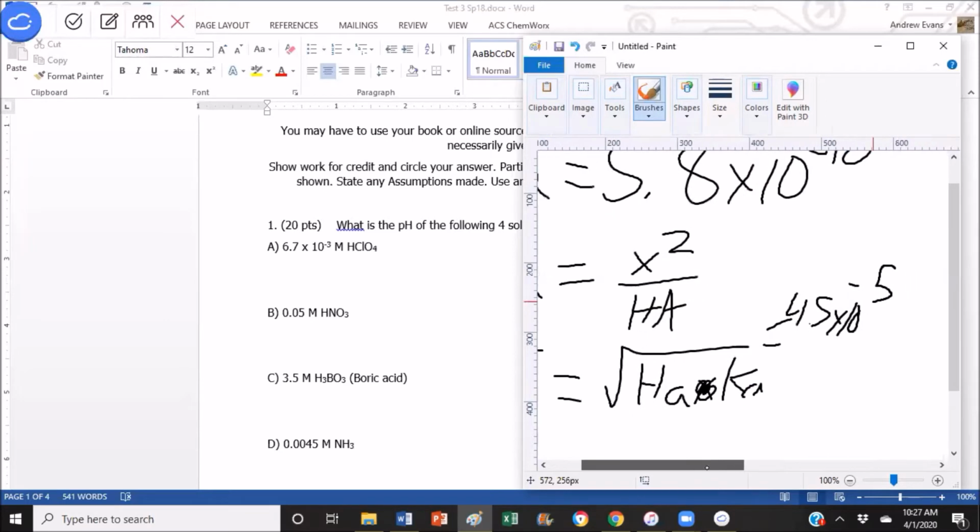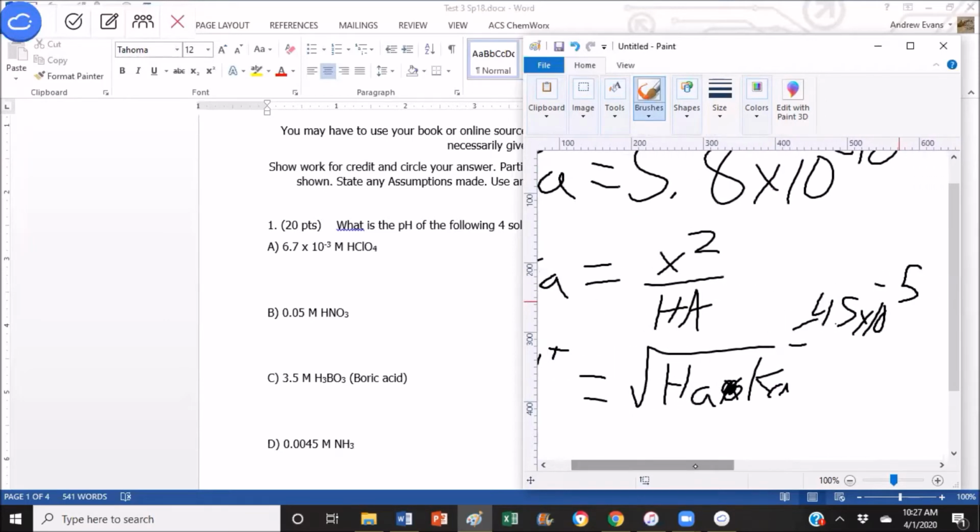So that is our H plus. The negative log of that will give us our pH. So the negative log of 4.5 times 10 to the negative 5th is 4.34. So the pH of this one is 4.34.